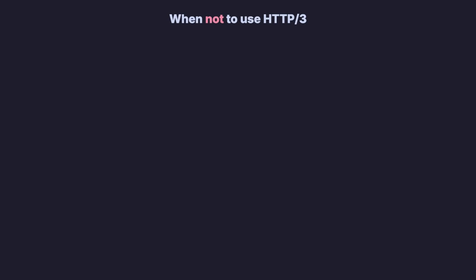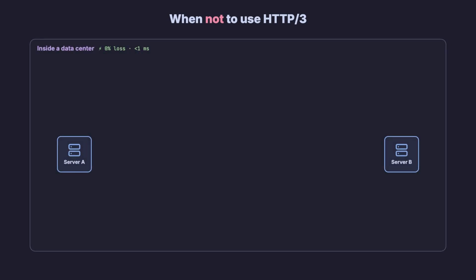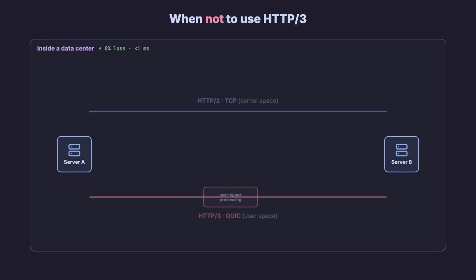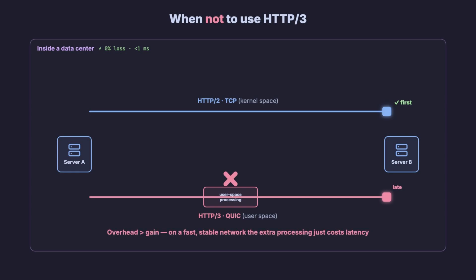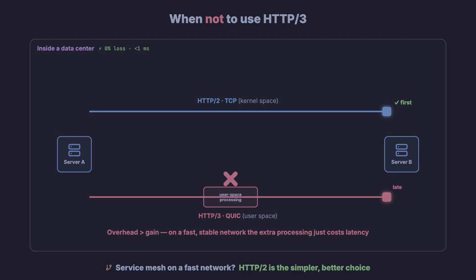Inside a data center, where packet loss is nearly zero and latencies are sub-millisecond, the overhead of QUIC's user space processing can actually be slightly slower than TCP. If you're running a service mesh on a fast, stable network, HTTP 2 or even HTTP 1.1 with Keep-Alive might still be the simpler, better choice. And HTTP 3 is not a universal upgrade.